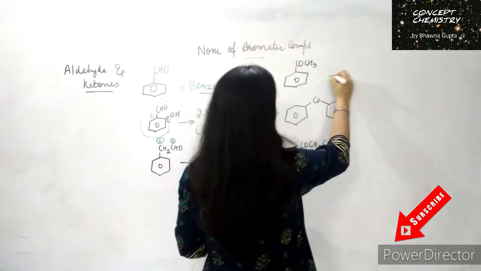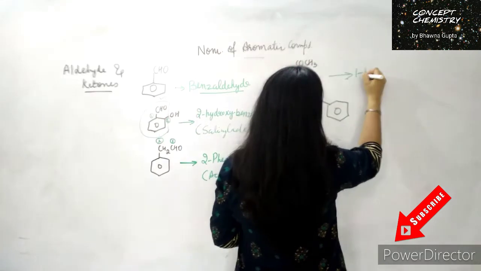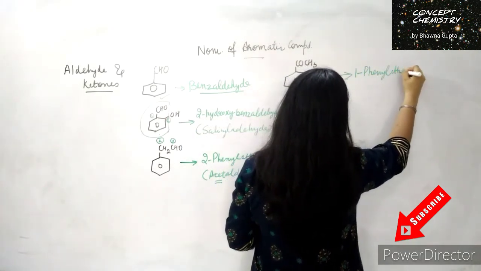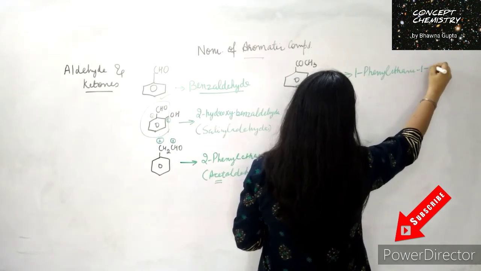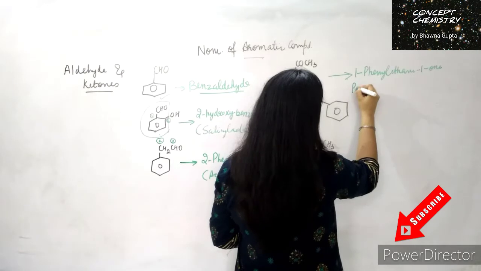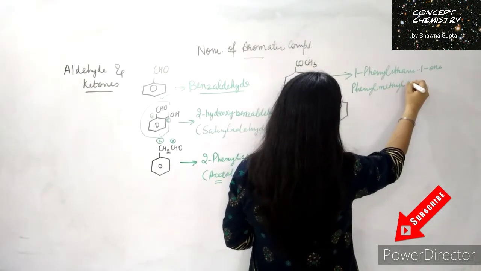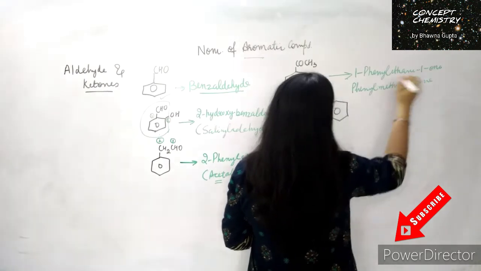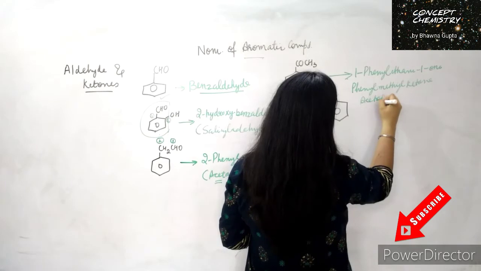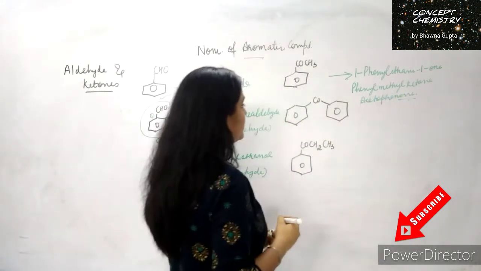Next we have, the name of this compound is 1-phenylethan-1-one. The other name is phenyl methyl ketone, and the other name of this compound is acetophenone. I hope it is clear to you.